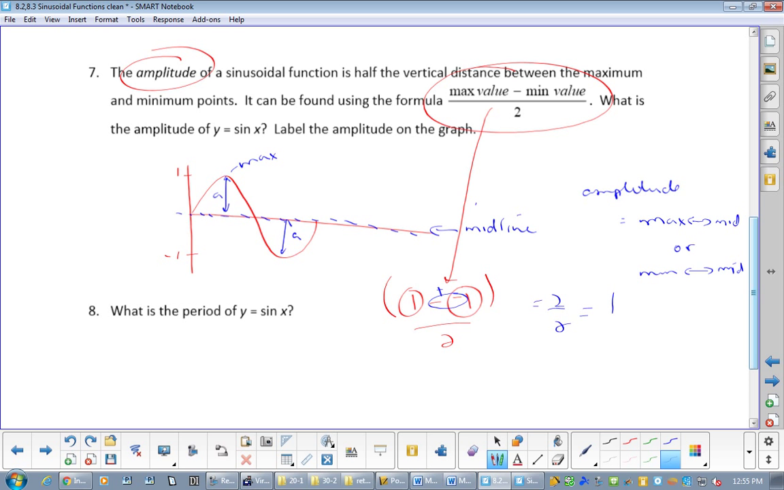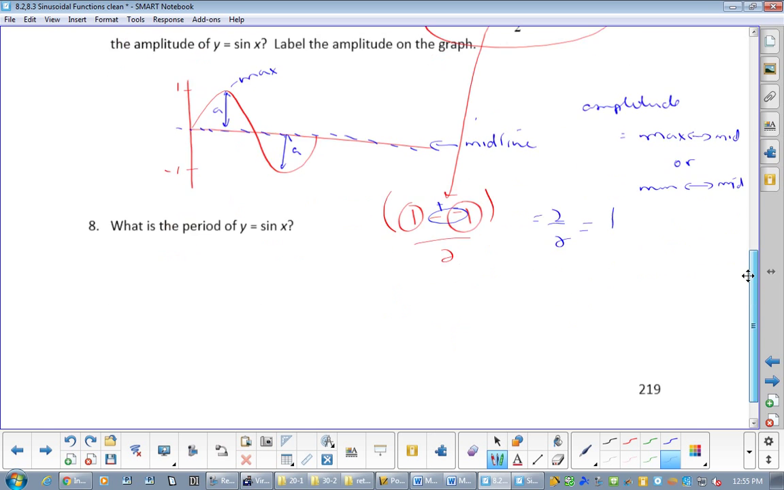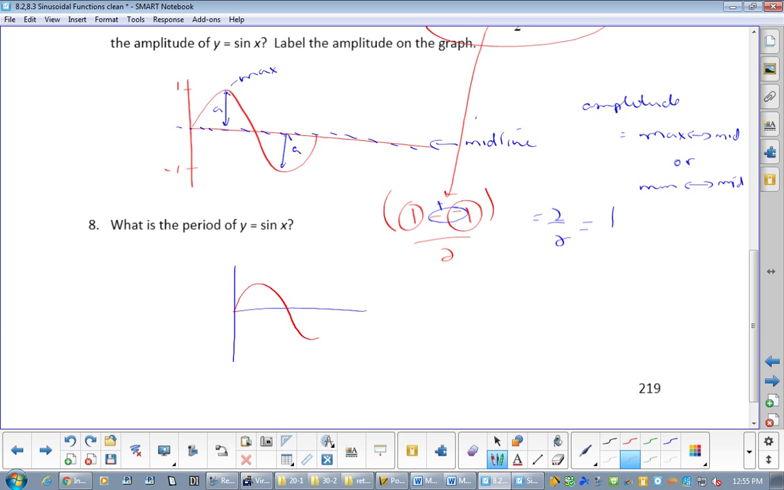The amplitude is 1. Now, it's nice to be able to verify this stuff, because later you might say, I don't believe that formula. Okay? Hopefully you believe it because we showed it. Now the next thing, what's the period of y equals sine x? How much to here? Is it pi? 2 pi. So period is 2 pi.